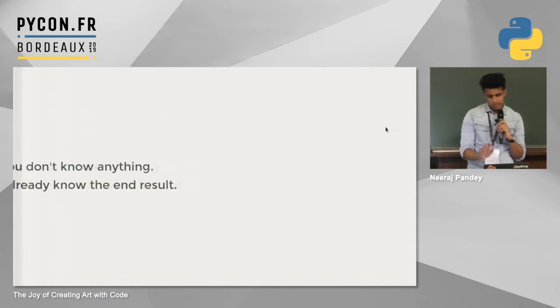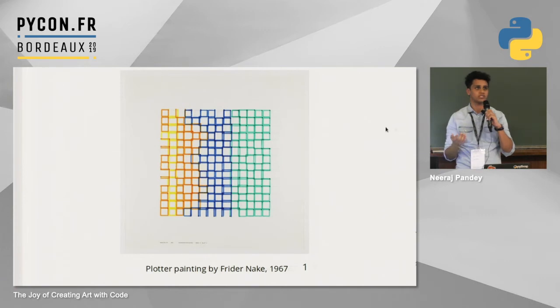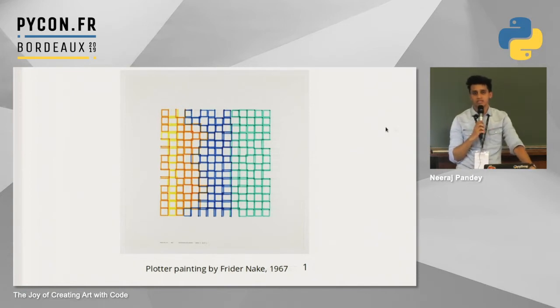Let's talk a little about the history, then we can go on to discuss how processing works, and we can discuss a few examples in processing. This is a painting plotter by Friedenick in 1967. During those times, analog paintings were being created by humans by hand, and those paintings required a lot of time and effort.